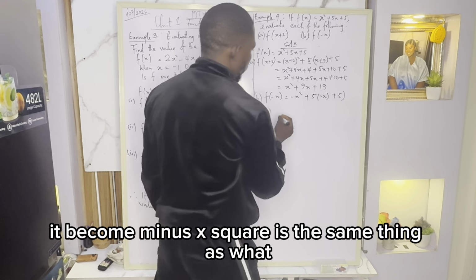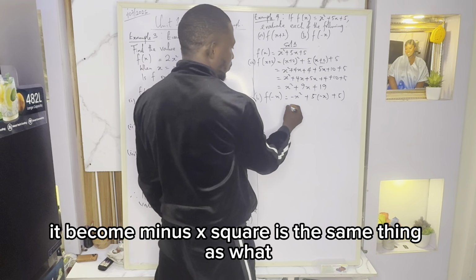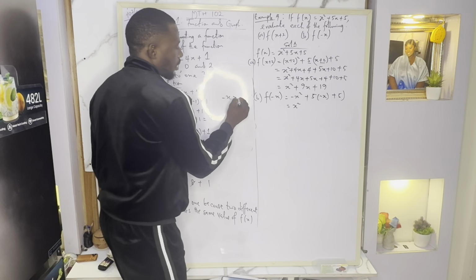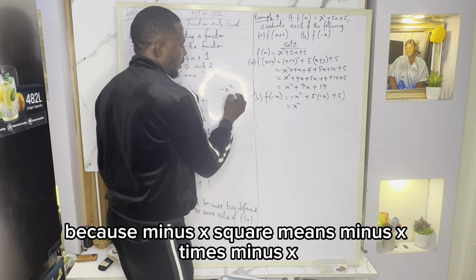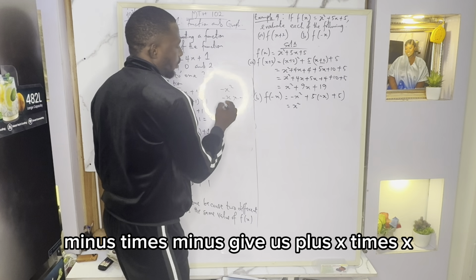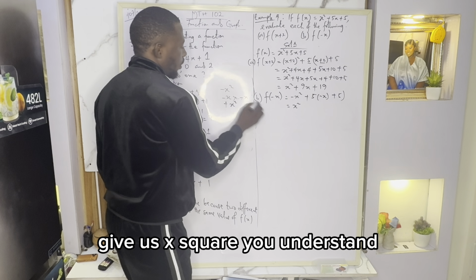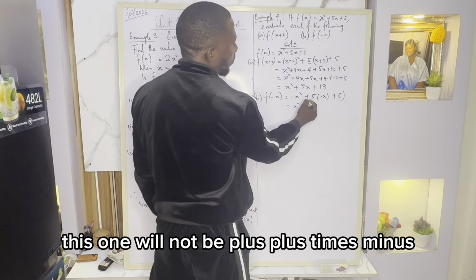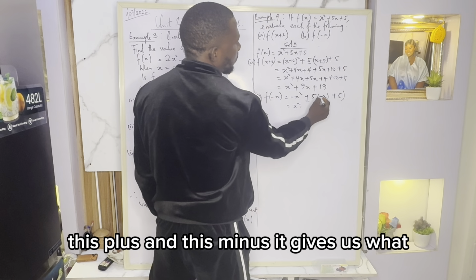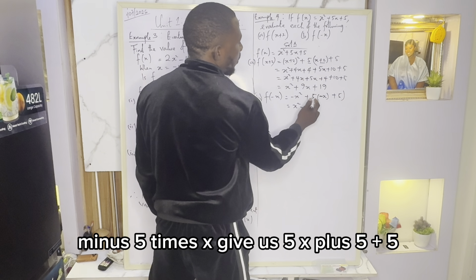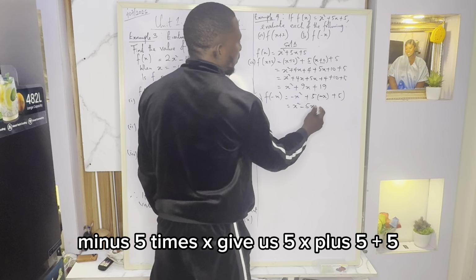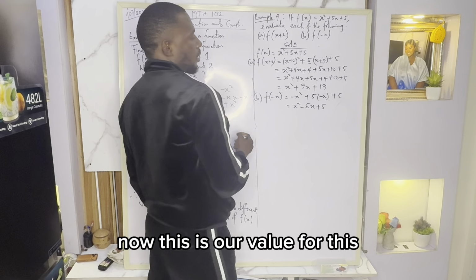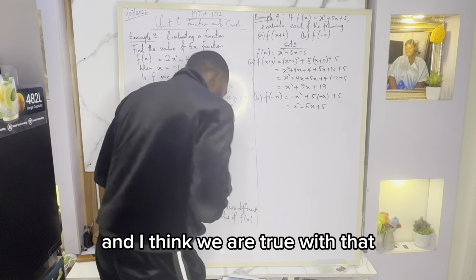Now let's go. It becomes (minus x) squared, which is the same thing as what? x squared. Because (minus x) squared means minus x times minus x. Minus times minus gives us plus. x times x gives us x squared. You understand? It's still the same thing as x squared. Plus, no, this one will not be plus. Plus times minus. This plus times this minus gives us what? Minus 5 times x gives us minus 5x, plus 5. Now this is our value for this, and I think we are through with that.